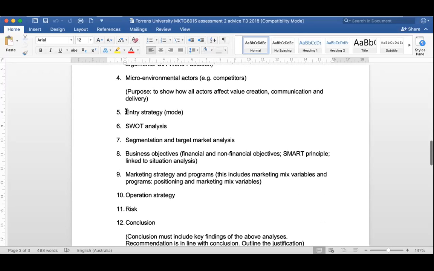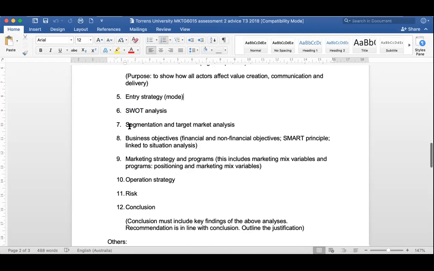Then item 5 requires you to have more discussion of the entry strategy, what entry strategy you want to adopt. Pretty much you talk about acquisition, greenfield operation or joint venture, that type of thing. Not export anymore, because we are going to elevate our international operation to the next level. SWOT analysis: refer to the concept that we discussed a few weeks ago in terms of writing SWOT analysis. Now we have finished segmentation and targeting analysis.